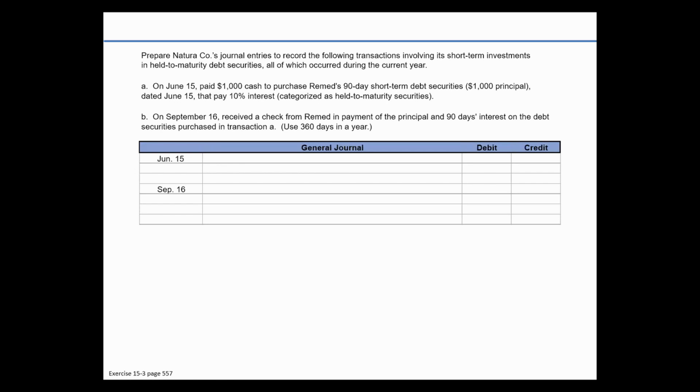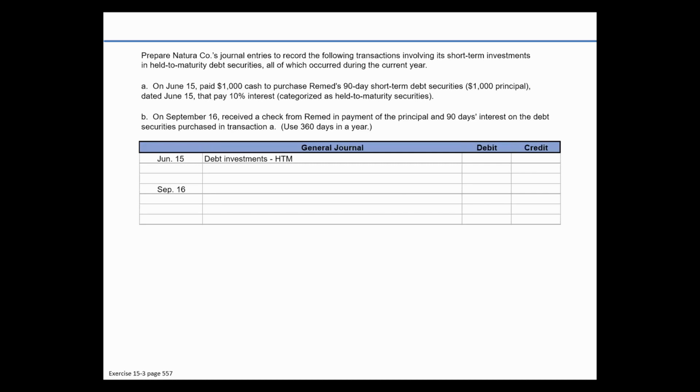maturity security. So rather than what we did before, where we could decide that we want to sell them anytime, these we're going to hold until maturity. So in this case, we're going to hold them until we get back our original principal, and then we're going to get our interest. So the first thing is we're going to record the purchase.